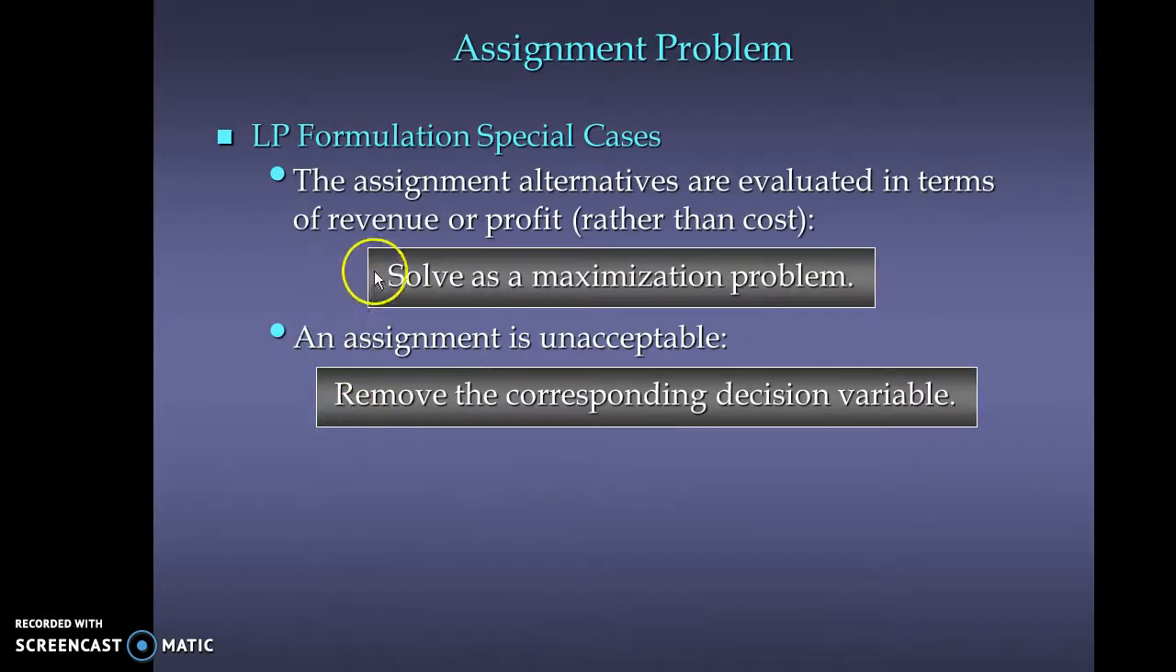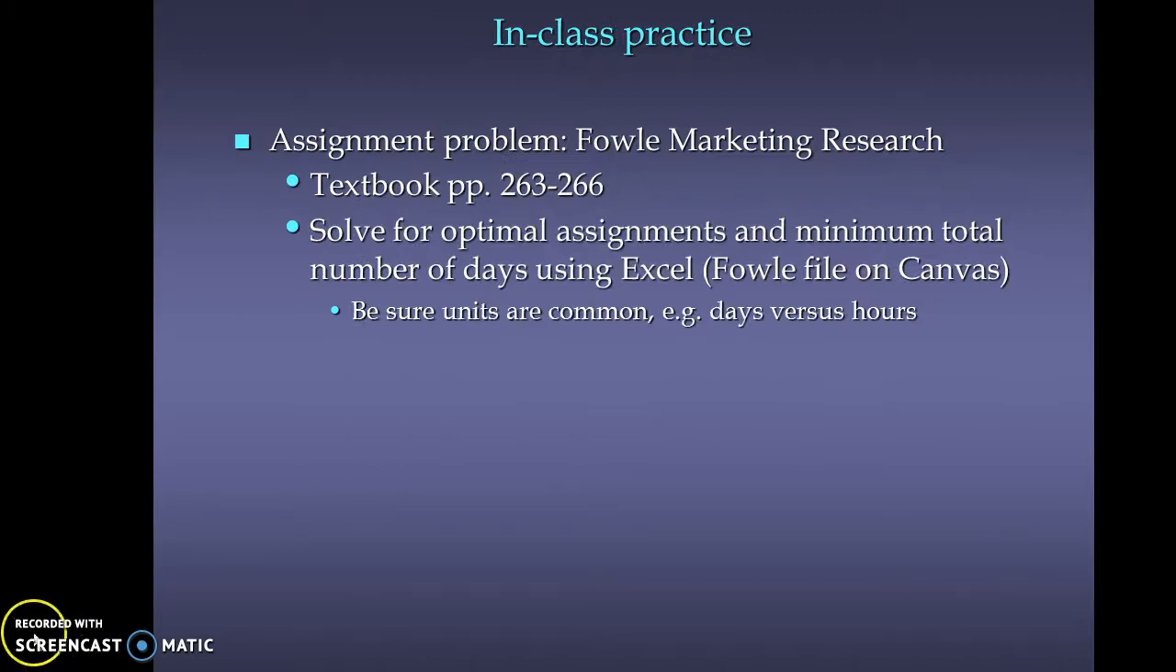Now, there are some special cases. In some cases, an assignment problem, if the alternatives are being evaluated in terms of revenue or profit, attempting to maximize them rather than cost, where we're attempting to minimize, we can turn it around and solve it as a max problem. And again, I already told you that when an assignment is unacceptable or cannot be made, we don't have a decision variable there. We don't have an arc that can be used.